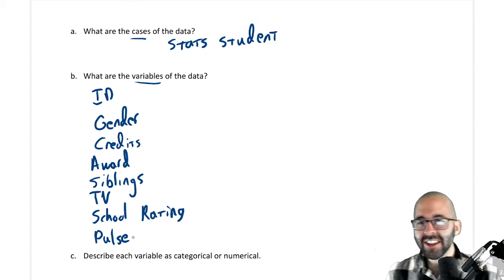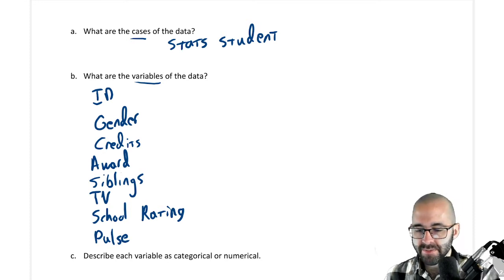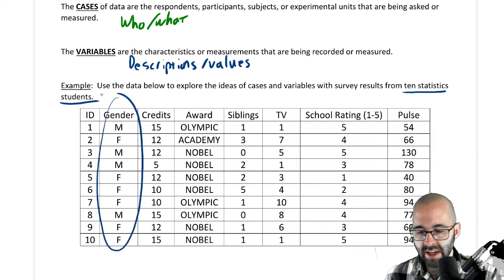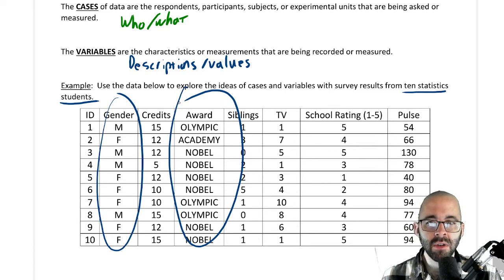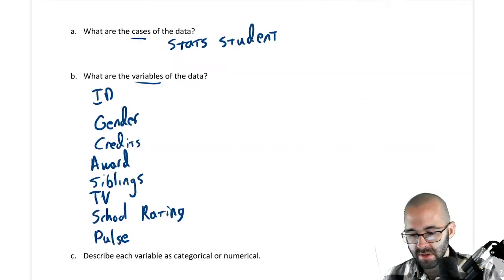All right. And then part C is asking, describe all of these as categorical and numerical. So again, if it's not a number, it's immediately categorical. So right here, these are immediately categorical because they're words. Okay, so gender and award are categorical.